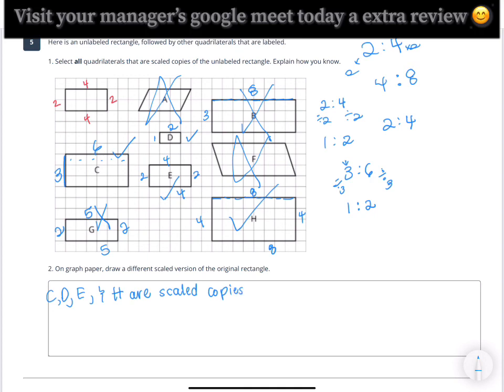Okay, so at home, I want to challenge you to create a scale copy of this rectangle on some graph paper at home, guys.